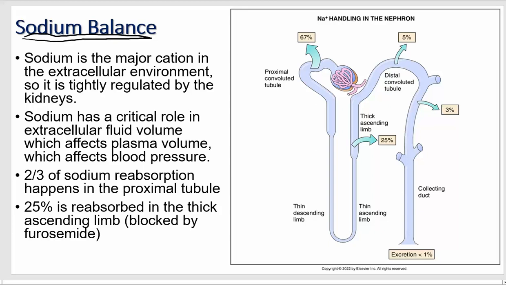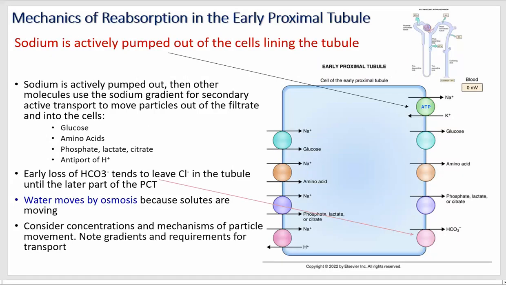So 2/3 of sodium reabsorption happens in the proximal tubule, so that tracks with what we've been talking about. 25% is reabsorbed in the thick ascending limb, and that's where we have some pretty powerful diuretics that function, in the ascending limb of the loop of Henle. We call them loop diuretics. And that's what's controlled as sodium, chloride, potassium, those kinds of things. And we'll discuss that.